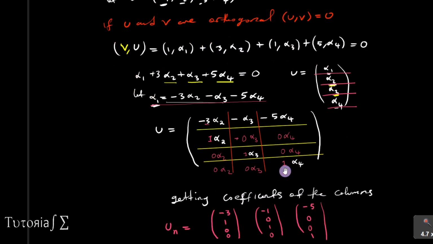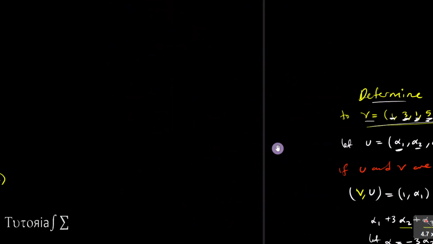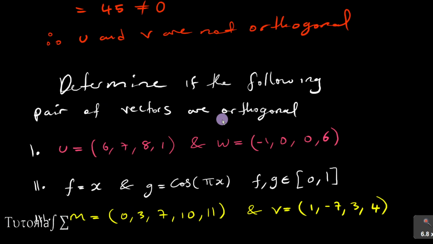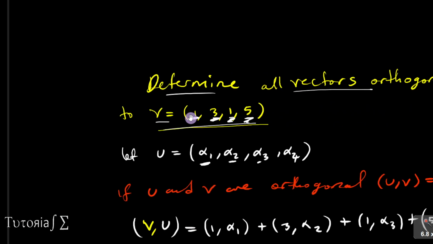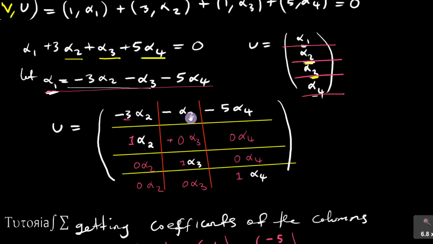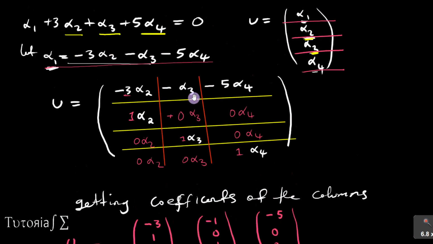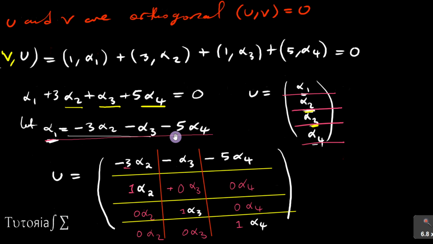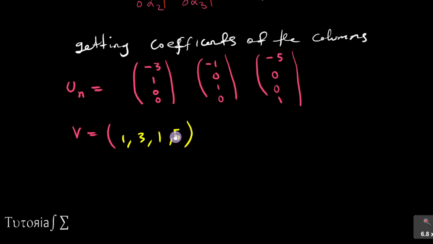So this is the first question that you have. You have these vectors here that you're asked to determine if they are orthogonal. So that is the first question: determine if the following pair of vectors are orthogonal. And after you determine that, you come to this question to find all vectors orthogonal to this vector here. So first of all, I want you to find for alpha 1, for alpha 1 we've done, so you do for alpha 2, alpha 3, and alpha 4. Then after you're done, I'll give you a question on that.